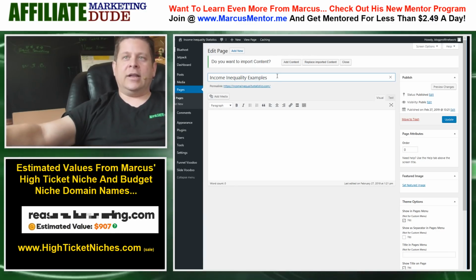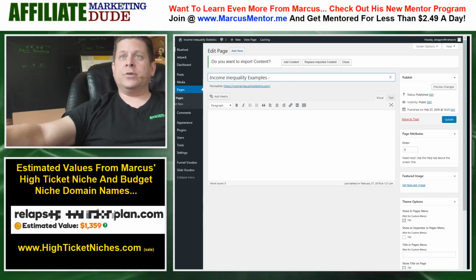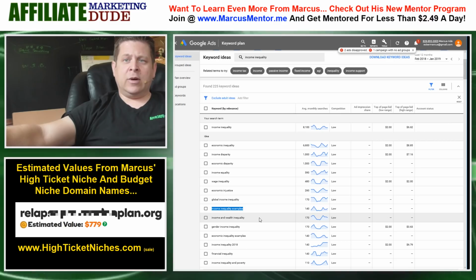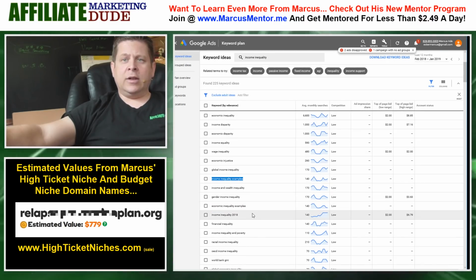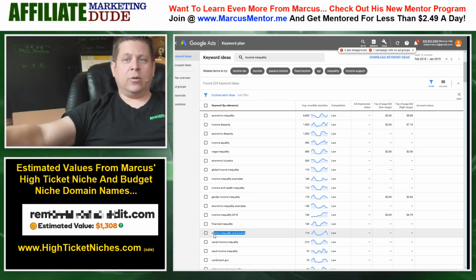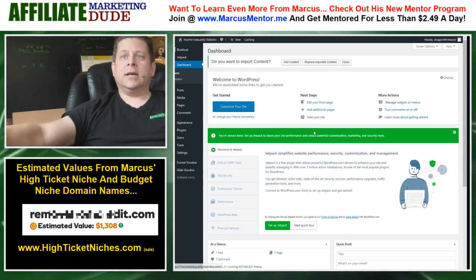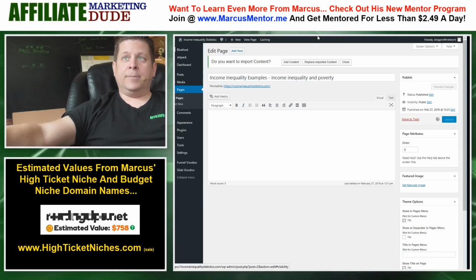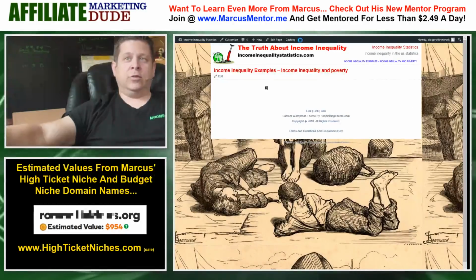Okay, so income inequality examples, we're going to put that up there like that. Now, I'm also going to pair some subcategory keywords, which is good. Okay, so I'm going to go through and be like, what's a good subcategory keyword? Well, we could probably do like income and wealth inequality, economic inequality examples, income inequality and poverty. Okay, so we'll do this. This will be our subtitle. Okay, income inequality examples, income inequality and poverty. Good. Okay, we're going to click update and we'll see what it looks like. Yay, now we have a blank page. Excellent. Good work. All right, there we are. There's our blank page. Cool.